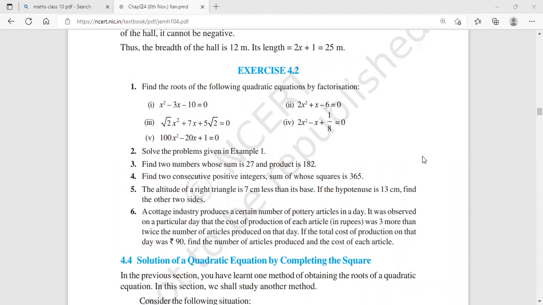In the next question: find two consecutive positive integers such that the sum of their squares is 365. We have already done such a problem in the previous video. We have to find two consecutive positive integers such that the sum of their squares is 365. So let's do this.